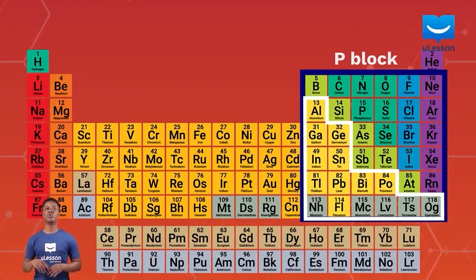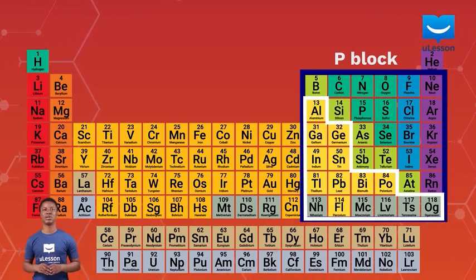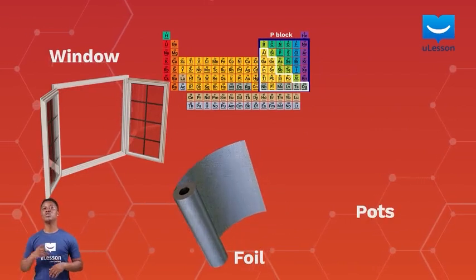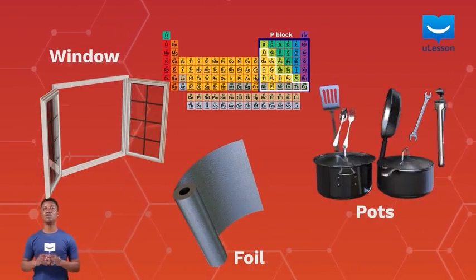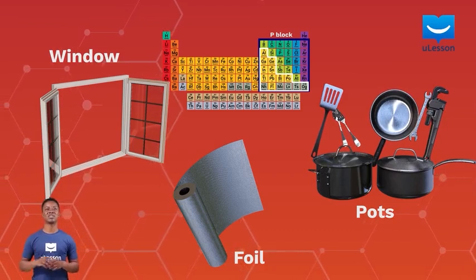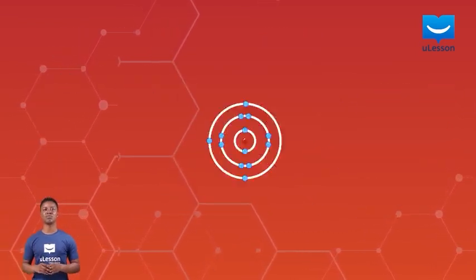The first weak metal we will talk about is the most popular, aluminium. It is used to make a lot of materials, from windows to foils used for wrapping food to pots and pans we use for cooking. It is a shiny metal which melts at 660 degrees Celsius.